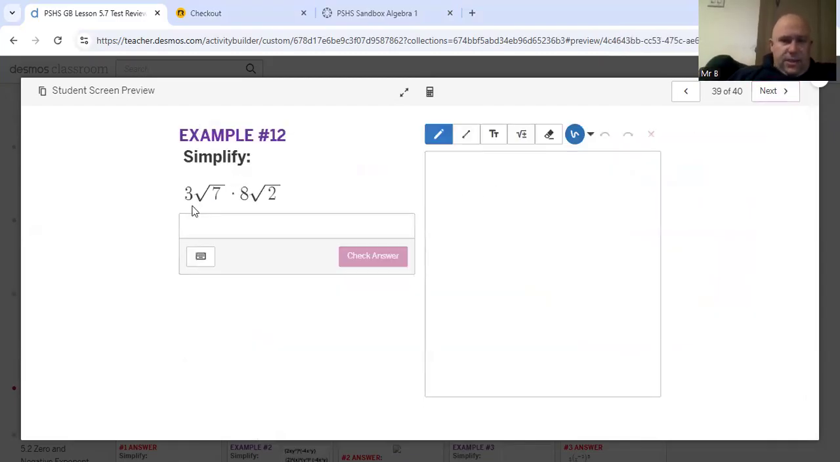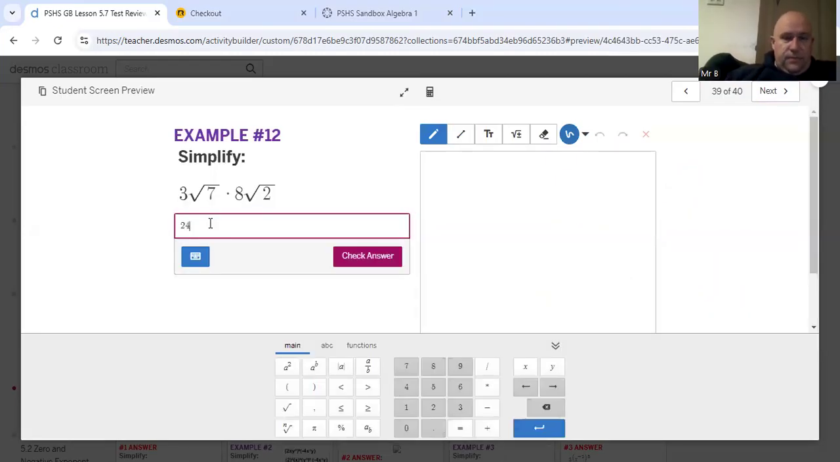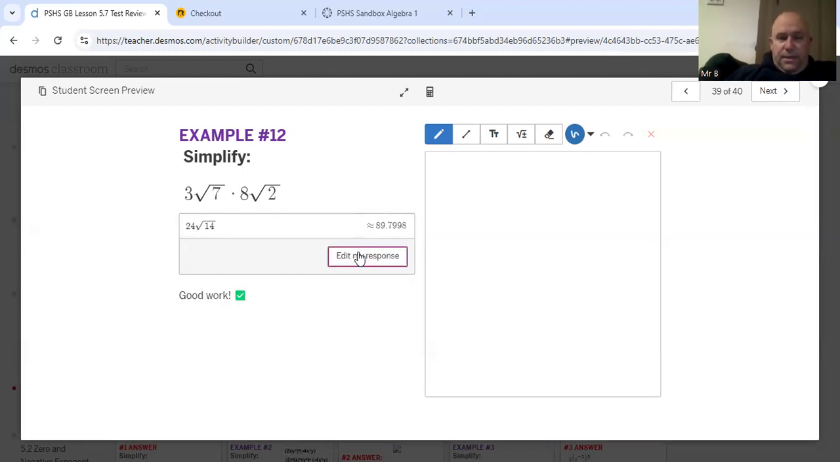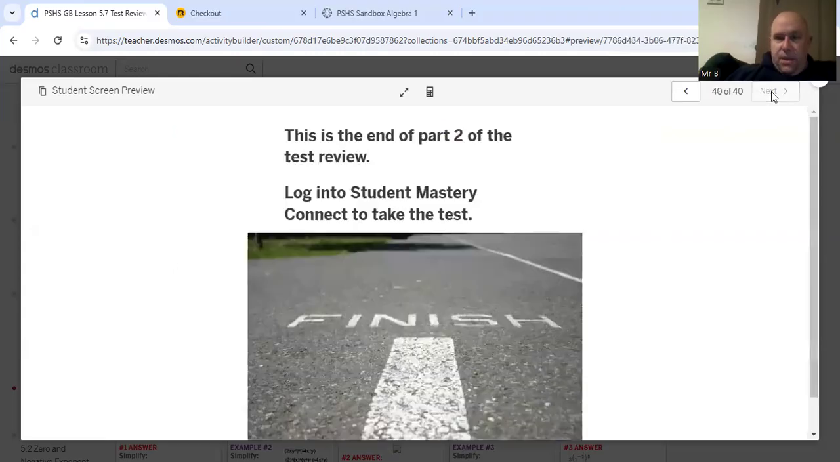And on the last question, this one's the simplest one of all. 3 times 8 is 24. 7 times 2 is 14. You should check to see if square root of 14 simplifies. It does not, and that is the correct answer. And that is our last question.